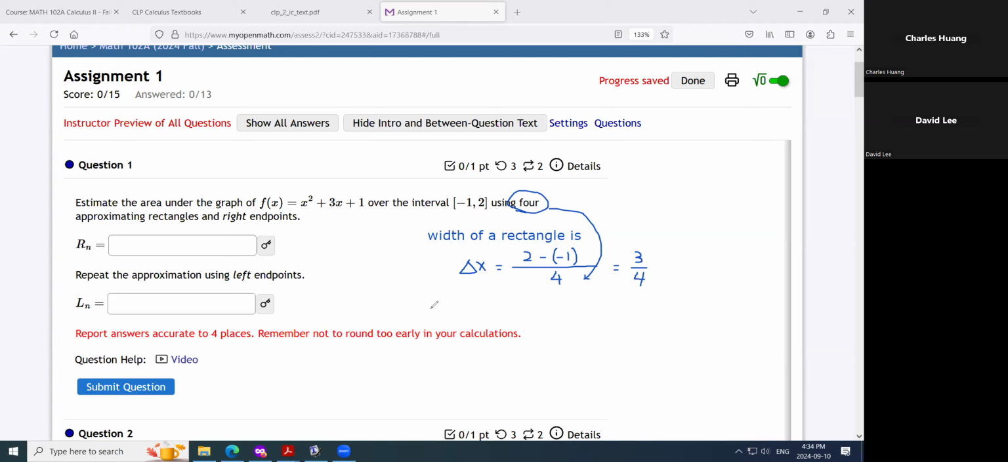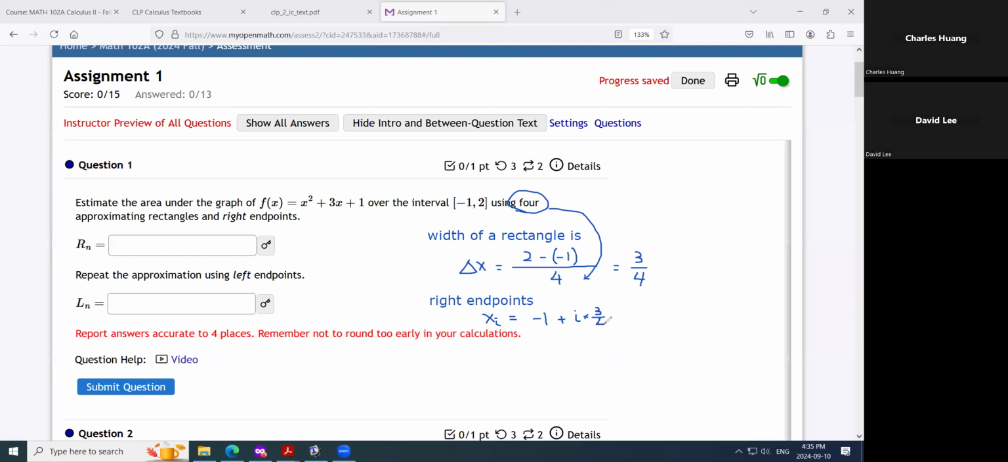Next, we have to find the endpoints. And if I'm trying to find the right endpoints, they are going to be written like this. So normally we will call the endpoints something like xi. You don't have to do it this way, but officially we call them xi. And the right endpoint is going to be where we start, so -1 plus i multiplied by 3/4.